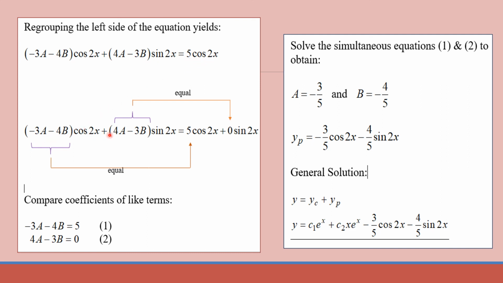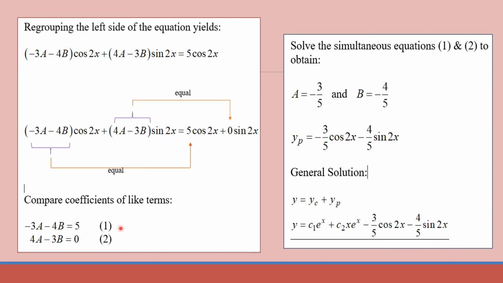If you compare the left side with the right side, we are going to compare coefficients of like terms. On the left side, we have the first term containing the function cos 2x, and on the right side, we have a term also containing cos 2x. So we compare the coefficient of cos 2x on the left side with the coefficient of cos 2x on the right side. In other words, negative 3a minus 4b is equal to 5.